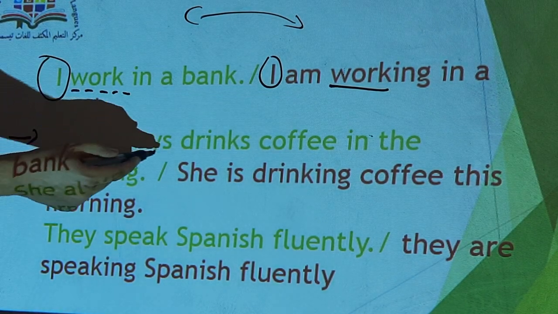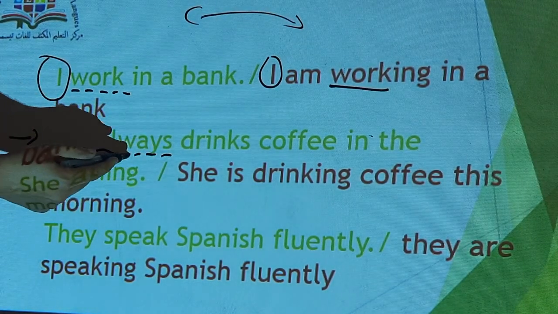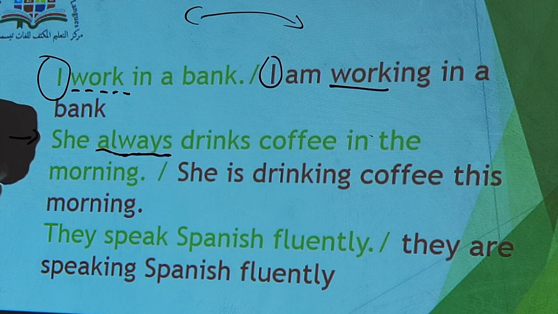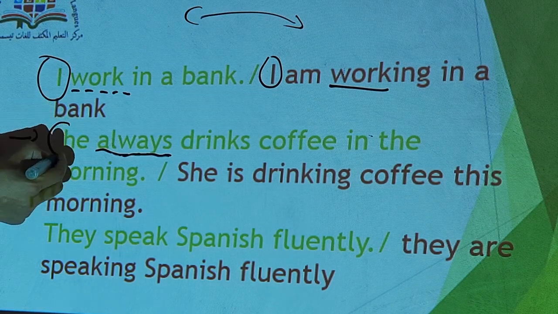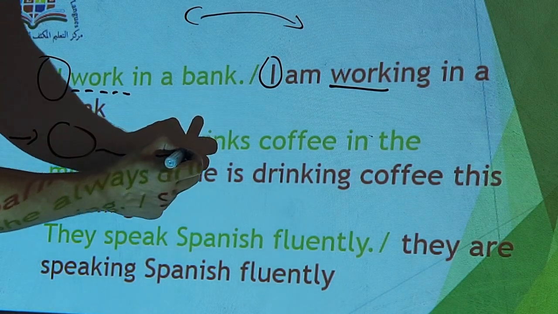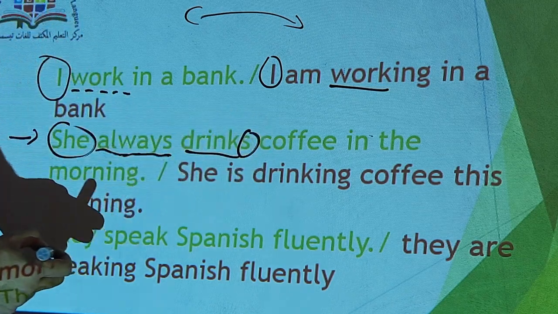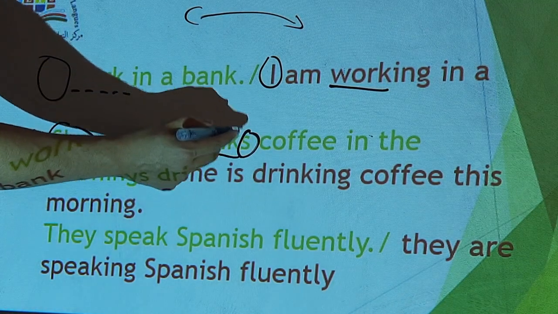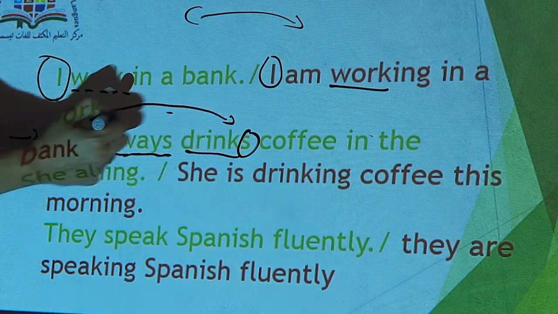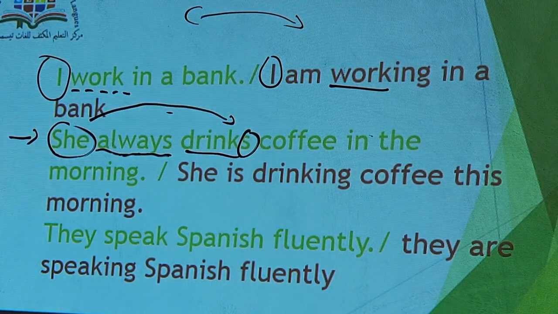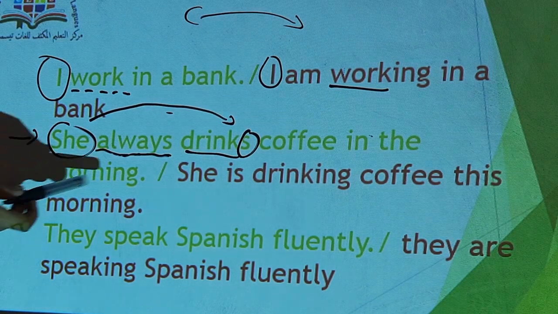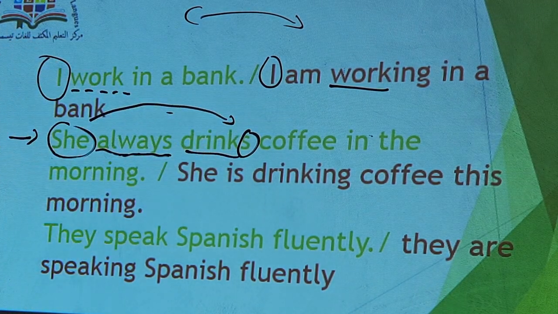She always drinks coffee in the morning. So where is our subject? She is our subject. Drinks is our verb. We add the s because we have here the subjective personal pronoun she. She always drinks coffee in the morning. This is the present simple. But if I say she is drinking coffee this morning, it does not have the same meaning.